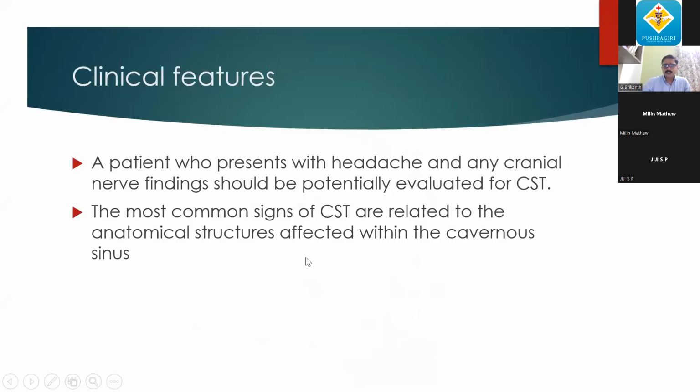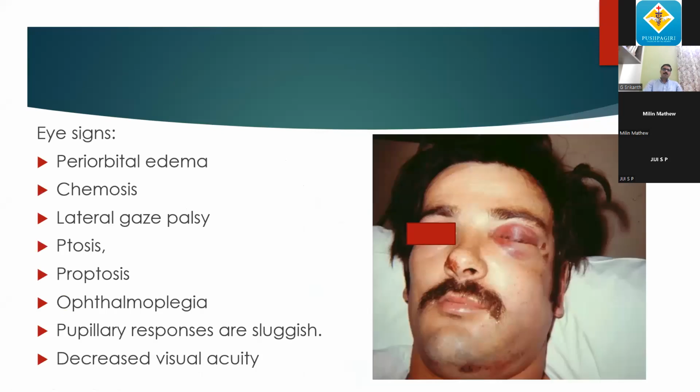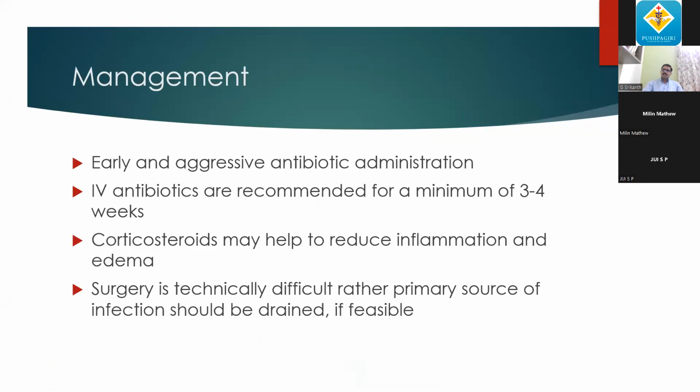Normally these patients present with severe headache and also typical ophthalmic findings: periorbital edema, chemosis, and ophthalmoplegia. That is, the cranial nerves get paralyzed, especially the oculomotor or third cranial nerve, the trochlear or fourth, and the abducent cranial nerve. The pupillary response also becomes sluggish.